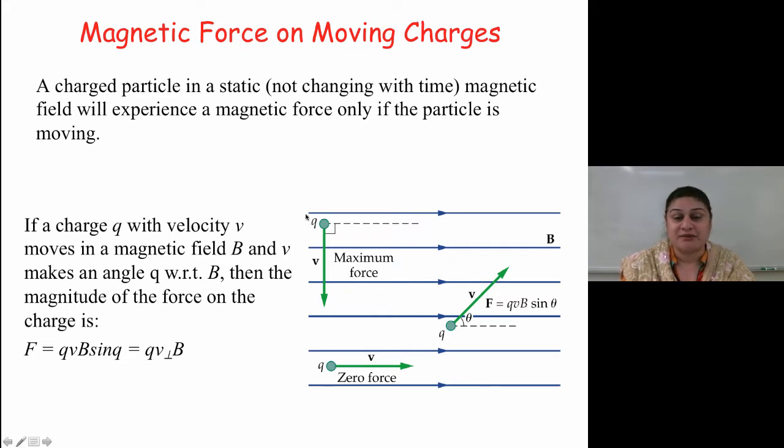Basically, the idea is if the B field is going this way and the charged particle is moving, then maximum force would be when the B field and velocity are at 90 degrees to each other. As you decrease the angle between the v and the B, the force becomes QvB sine of theta, if theta is the angle. Or if the Q is moving in the direction of the B field, the charge will experience no force at all.